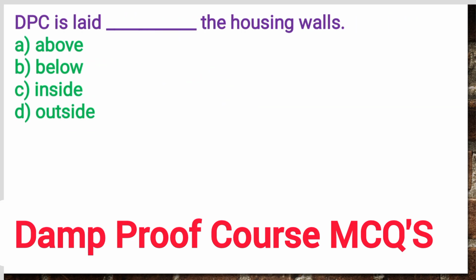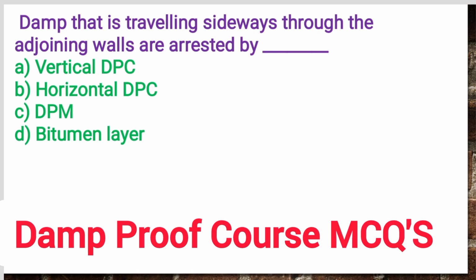Next question, damp proof course is laid dash the housing wall. Option A, above. Option B, below. Option C, inside. And option D, outside. So the correct answer is option B, below the housing walls. Next question, damp that is traveling sideways through the adjoining walls is arrested by option A, vertical DPC, option B, horizontal DPC, option C, DPM, option D, bitumen layer. The correct answer is option A, vertical DPC.